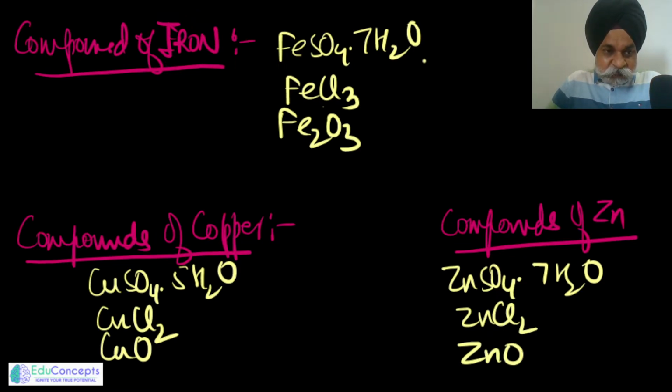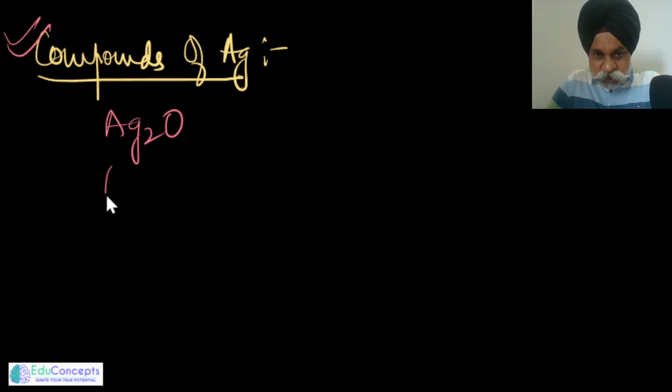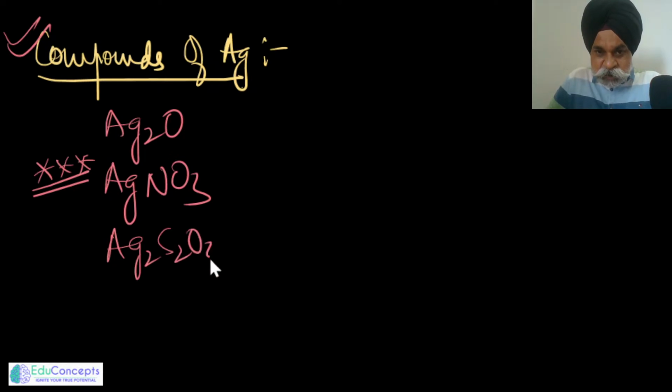And similarly, if I go on to discuss silver, these are very important. In silver you have to talk about silver oxide, silver nitrate, which is of prime importance, and silver thiosulfate. These are some of the compounds which you have to prepare.